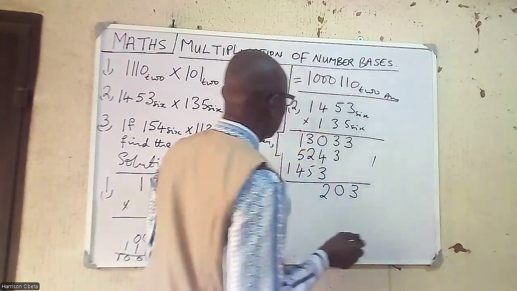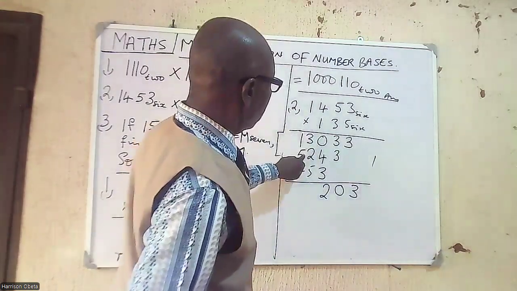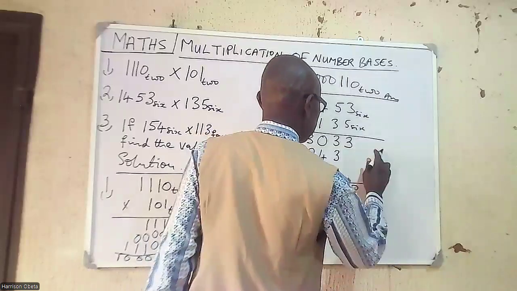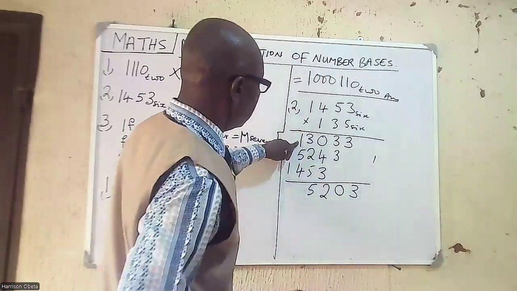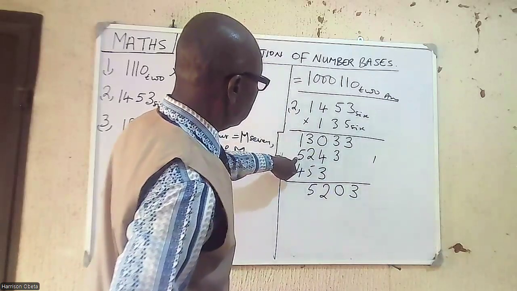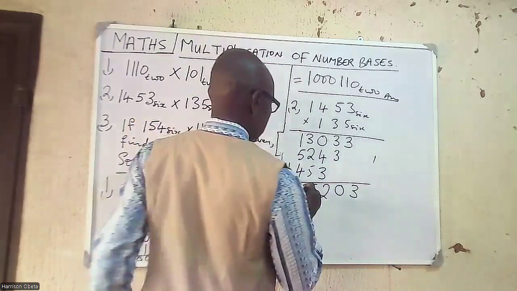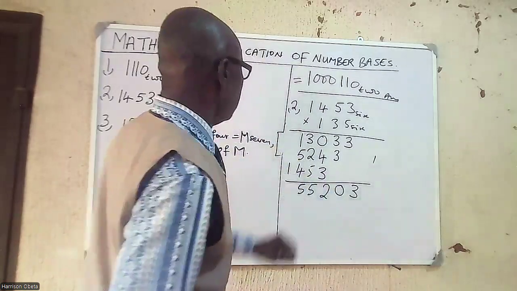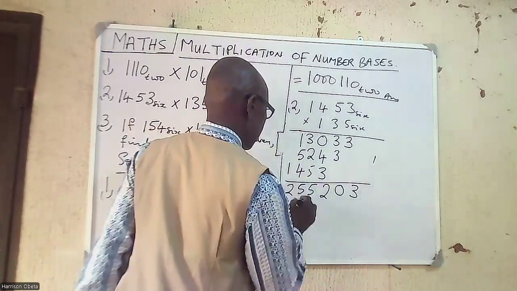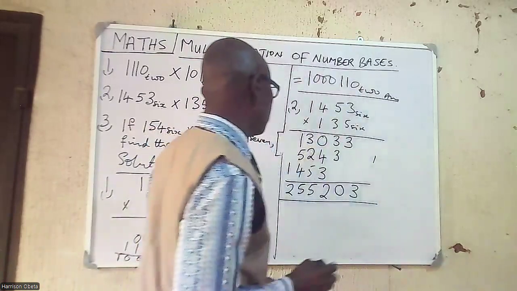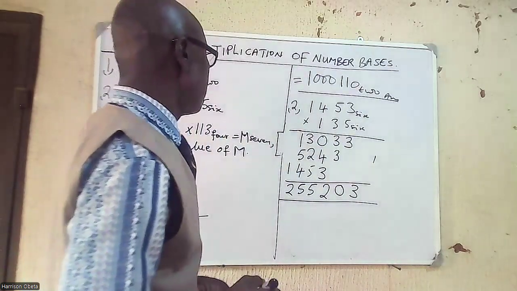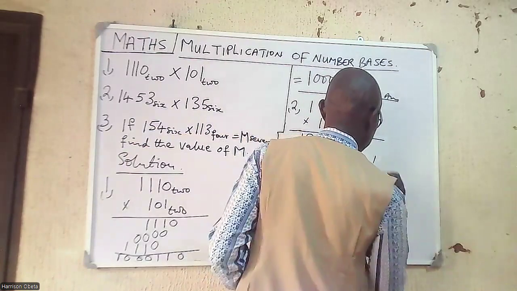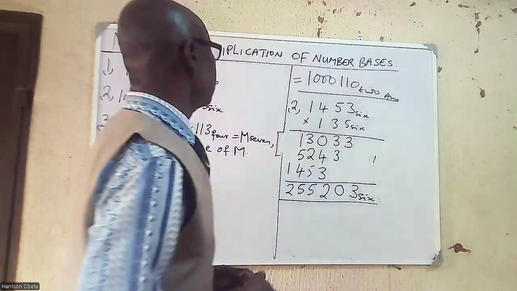So carry 1. 1 plus this is 4, 6, 11. And that is 5, carry 1. Then 1 plus this is 2, 7, 11 again. Have 5, carry 1. And then 1 plus this is 2. So that's the final answer. We now have 255203, base 6. So that's the answer to that.